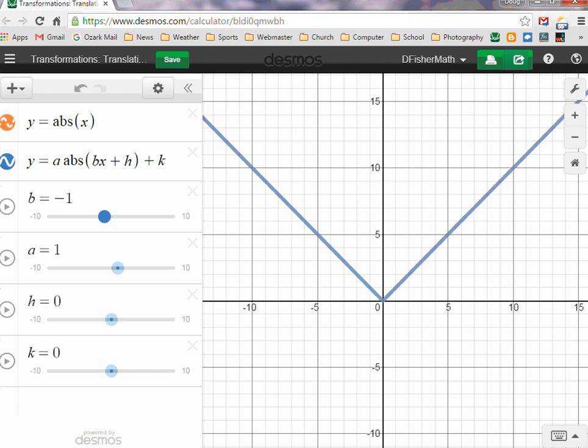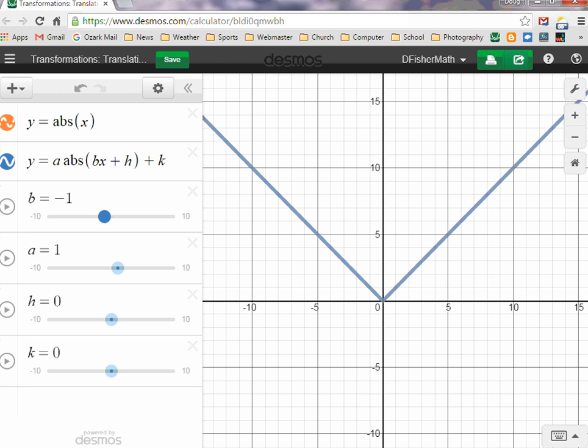What has the H done? Can you answer that for me? Moved it left and right. It's moved it left and right. Anything I do on the X is a horizontal change. When I put a negative here, I flip it horizontally across the y-axis.